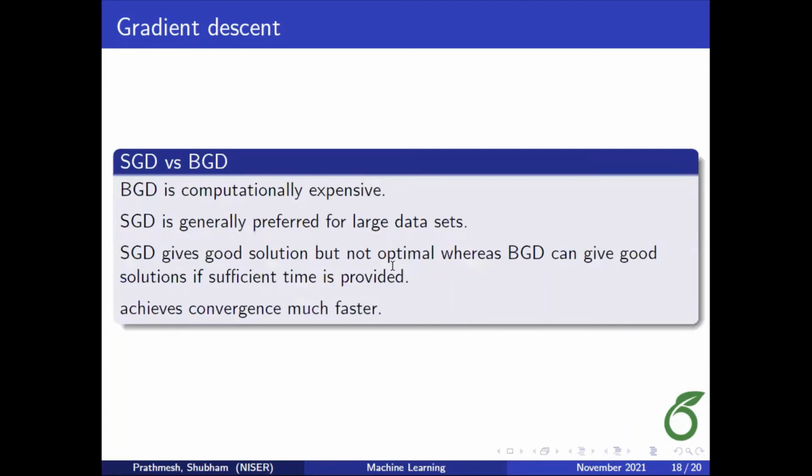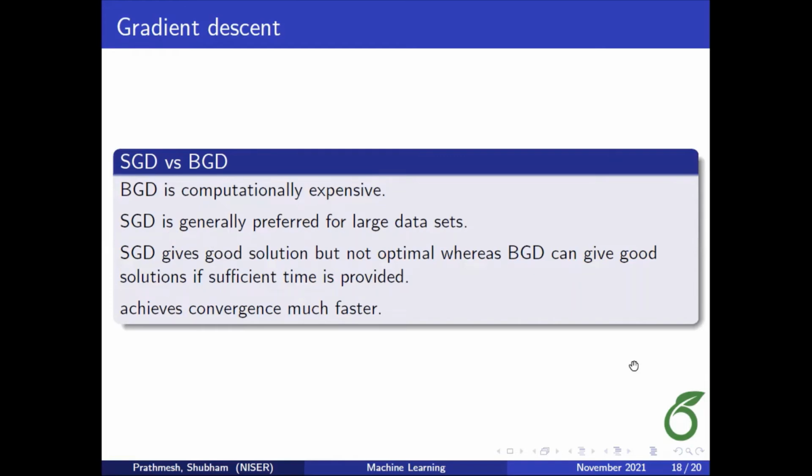Just a comparison now between both the factors, stochastic gradient descent and batch gradient descent. As I said, batch gradient descent is iterating over, in each iteration you are computing over the entire data set. So batch gradient descent, or BGD, as expected, is very expensive. So for large data sets, generally stochastic gradient descent is preferred.